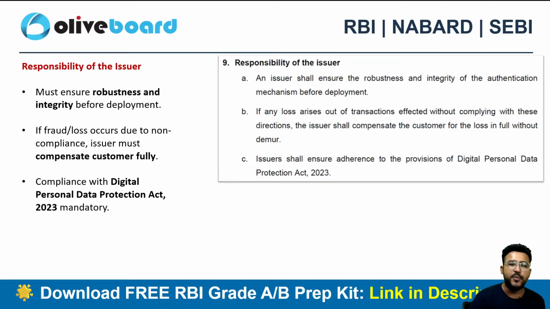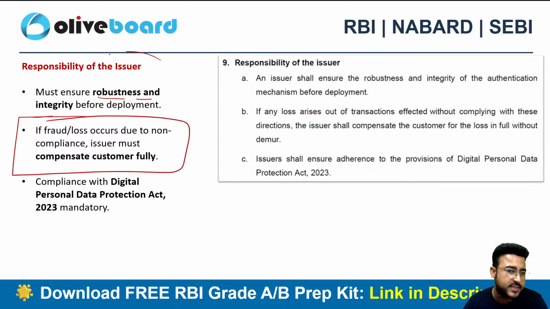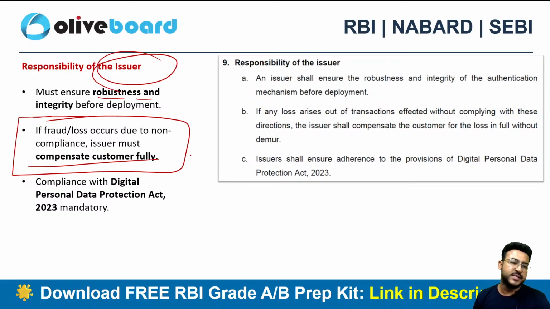Then this will be the responsibility of the issuer, that you need to make a robust system, that too with integrity, right? And in case of any fraud or losses due to your negligence, due to the issuer's negligence, then in that case, they need to compensate the customer fully. Let's suppose I'm doing an electronic transaction, an e-transaction through net banking, and let's suppose a loss occurs. Then in that case, the regulated entity is required to compensate me because their system was not adequately having integrity, or I can say robustness, right?